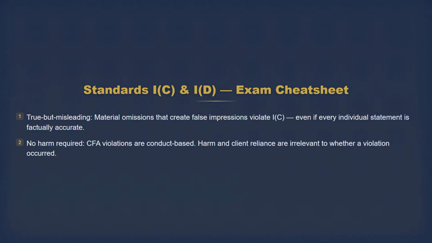The plagiarism rule. Attribution required for analysis, ideas, and intellectual frameworks. Not for widely available factual data. The test: whose intellectual work is this, not did you use their exact words. The designation rule. CFA after your name only when you have the full charter. No partial credentials exist. CFA candidate only when currently registered for an exam. No harm required. CFA standards are conduct-based, not outcome-based. These 8 rules will get you every I(C) and I(D) question right.